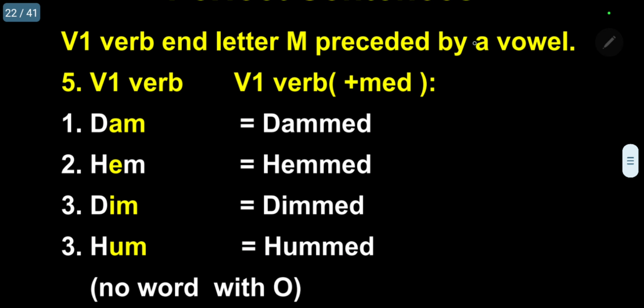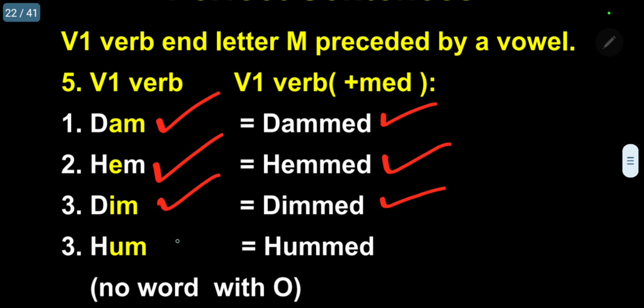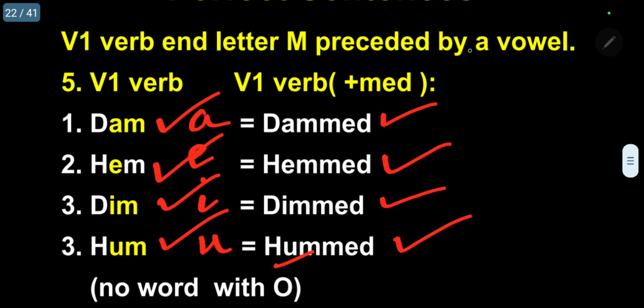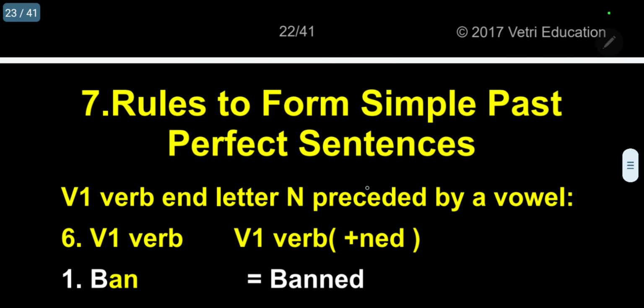Letter M, as usual, ending with MED. Dam, damned. Hem, hemmed. Dim, dimmed. Hum, hummed. A, E, I, U. So here, as in the previous case, no word ending with M preceded by the vowel O is observed in the Oxford Dictionary. Kindly follow. The next one.